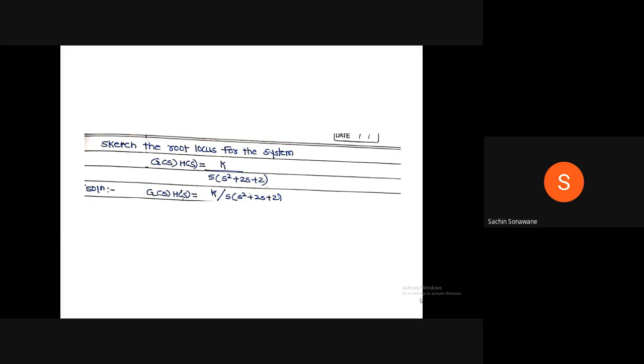Okay, this is our second problem. G of s into h of s is equal to k divided by s into bracket s square plus 2s plus 2. Sketch the root locus for the system. Therefore, we will write down this equation again. Solution: g of s into h of s is equal to k divided by s into bracket s square plus 2s plus 2.